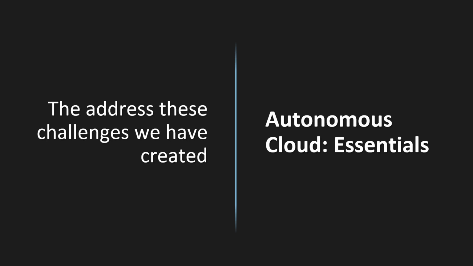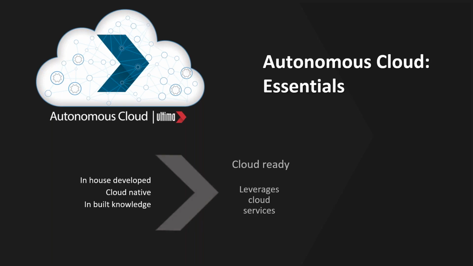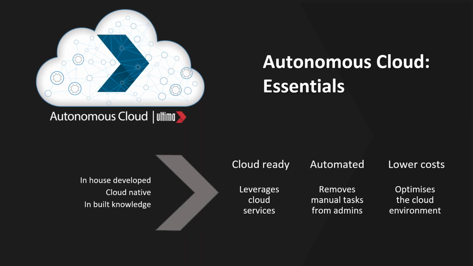We'll get into what the other parts are, but this part is very much focused on that kind of infrastructure as a service area that I touched on. So Autonomous Cloud Essentials is something that we've developed in-house. This is our first-party IP. This isn't another tool that we've taken from somewhere else and just white labeled or anything like that. It's something that we have full control over the development of, and we have in-house developers doing this.